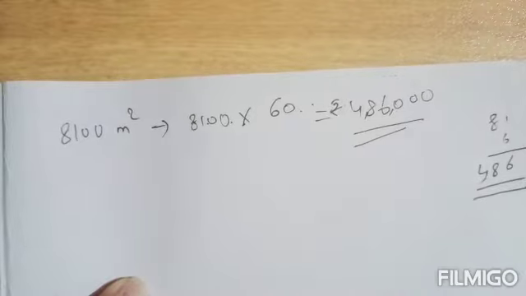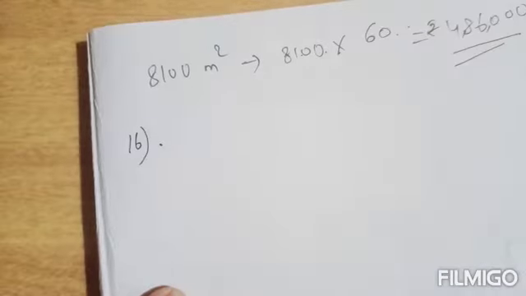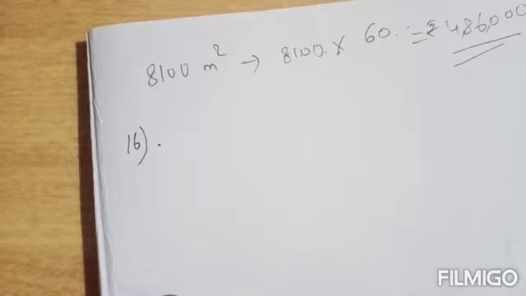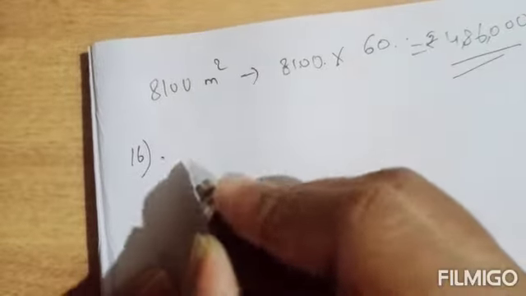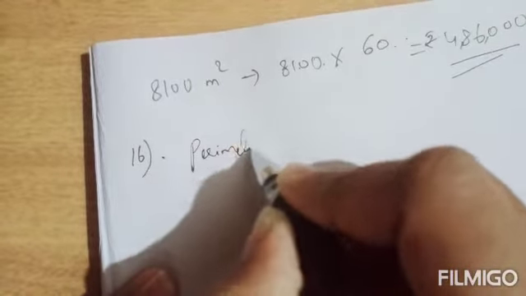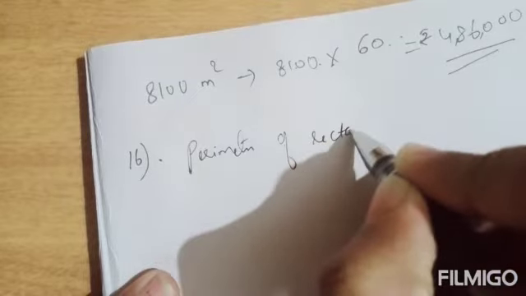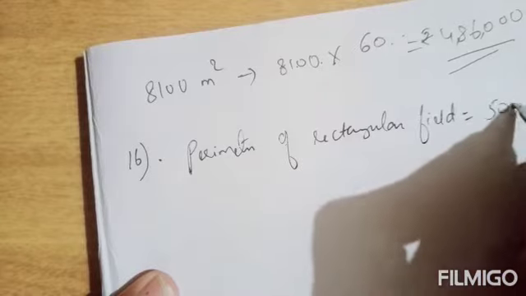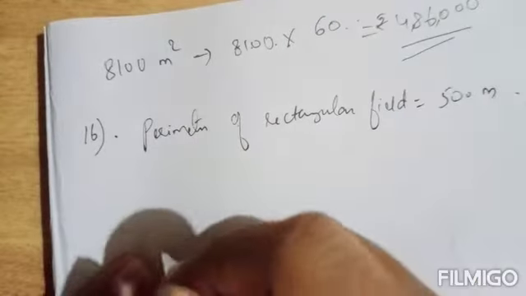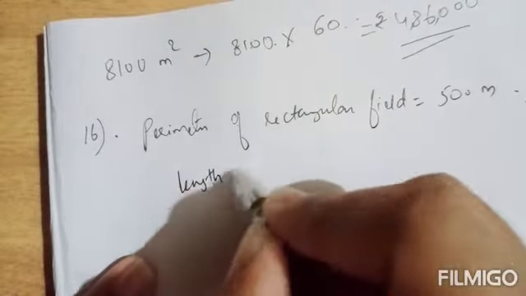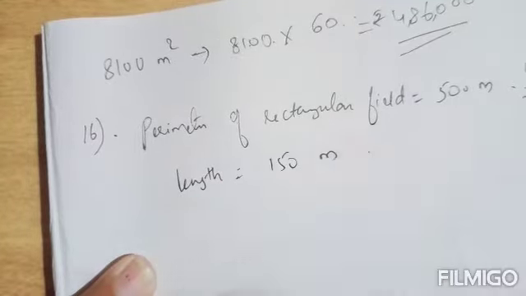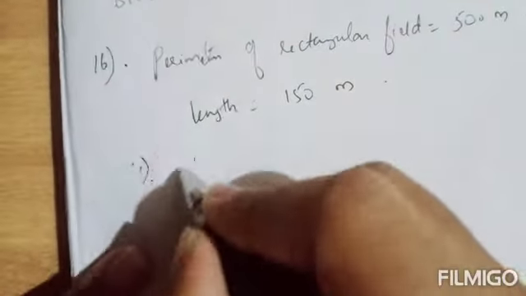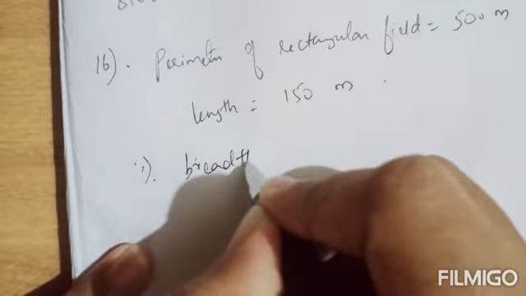Now the 16th question. The perimeter of a rectangular field is 500 meter and its length is equal to 150 meter. First question, find its breadth. So here the perimeter of the rectangular field is given as 500 meter, and its length is also given, 150 meter. You have to find the breadth of that rectangular field.